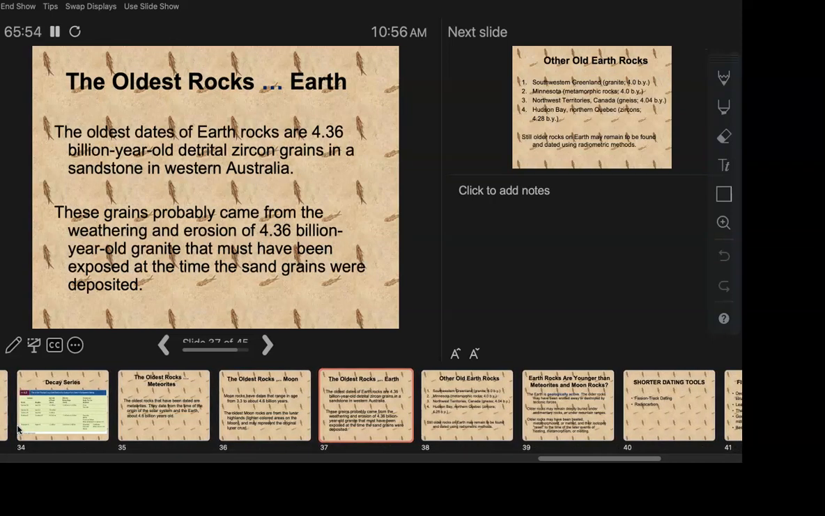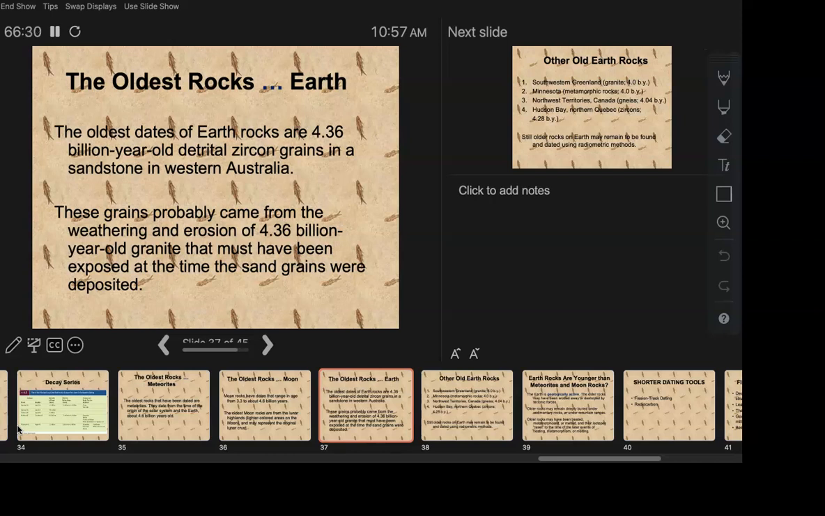4.36, but again, this is from whenever I wrote this lecture, which was a long time ago. The oldest dated Earth rocks are 4.36 billion years old. We found some grains of zircon in Western Australia. You actually saw that dude in the video the other day, Roger Buick, the Australian dude. This was his find. They think it came out of a granite that weathered into sand. So even the mighty granite, given enough time, will break down into sand grains.